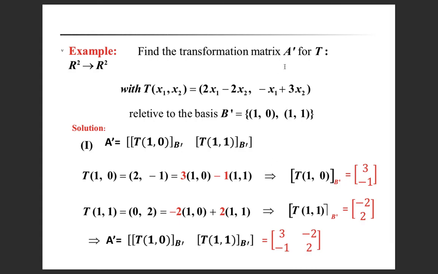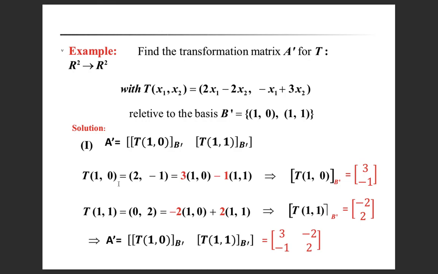We will find the transformation matrix A' for T, which is a transformation from R2 to R2 and is defined as T(x1, x2) equal to (2x1 minus 2x2, minus x1 plus 3x2), relative to the basis B' equal to {(1, 0), (1, 1)}. Therefore A' is equal to [T(1, 0)]B', [T(1, 1)]B'. This is the standard matrix.